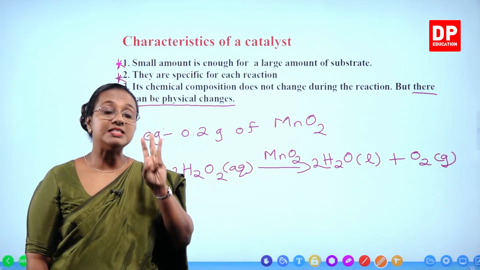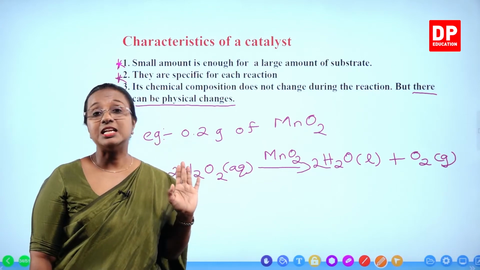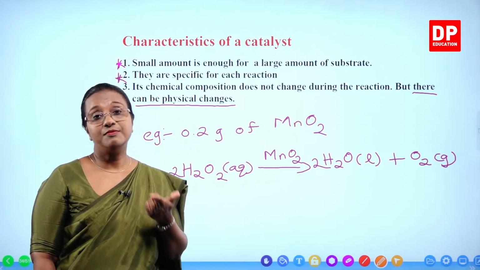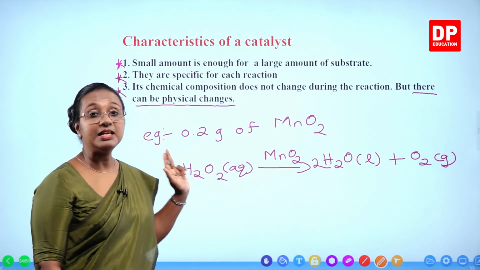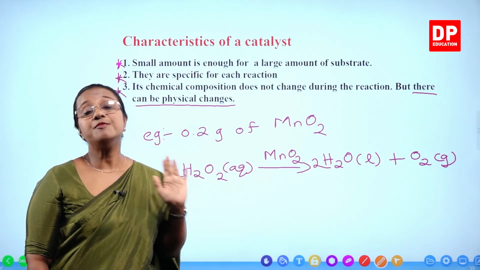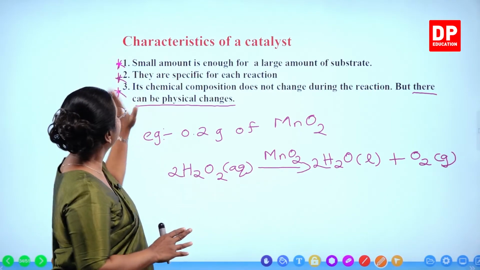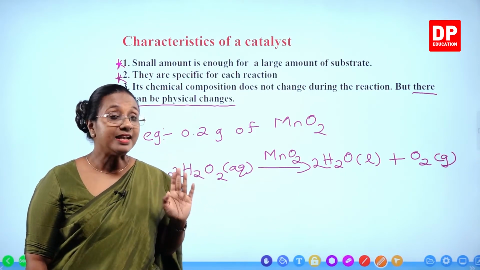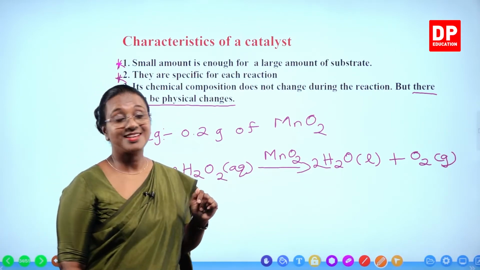So three properties that you need to remember. Small amount is enough for the catalyst to increase the rate of reaction. It is specific to different reactions. And also, they are not chemically consumed, or the chemical properties don't change, but there can be physical changes. This is what you need to remember as characteristics of catalyst. Is that clear to you all, students? So with that, we'll move on to the next slide.